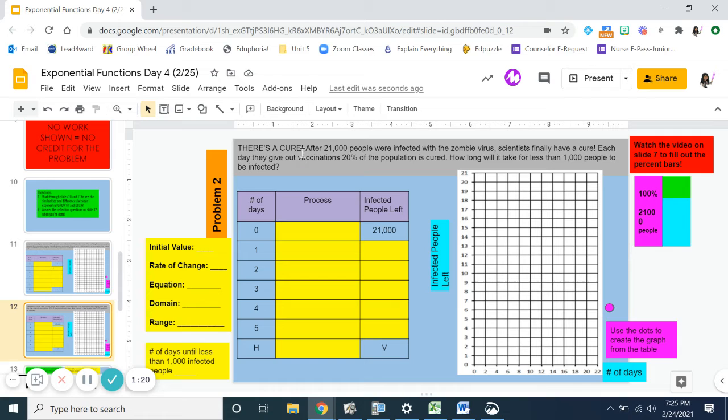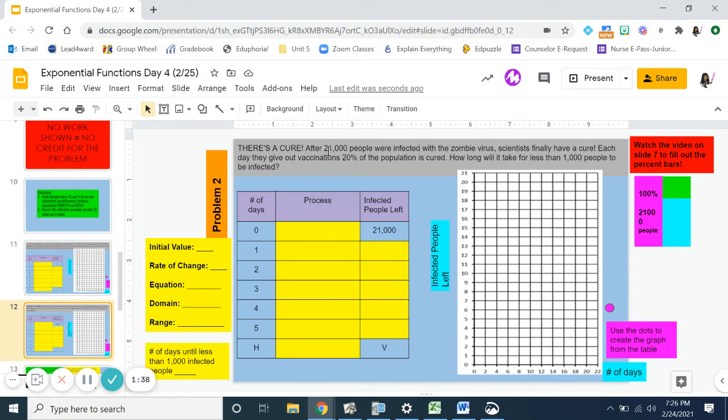It says, there's a cure. After 21,000 people were infected with the zombie virus, scientists finally have a cure. Each day they give out vaccinations, 20% of the population is cured. How long will it take for less than 1,000 people to be infected?